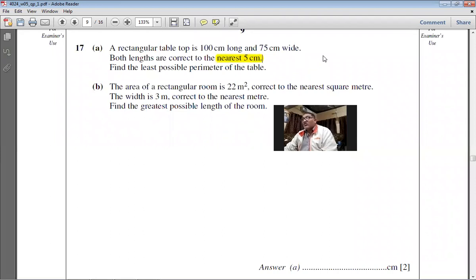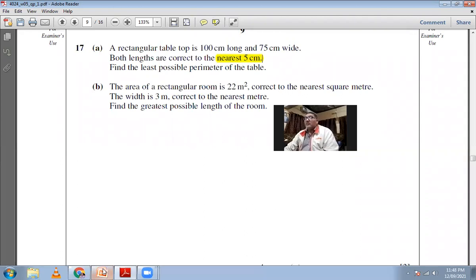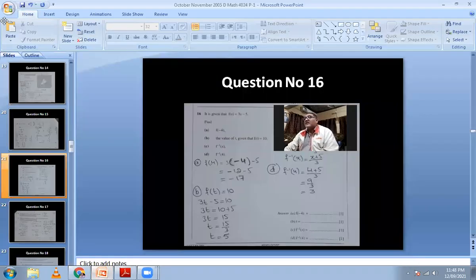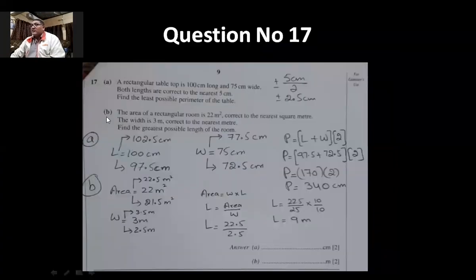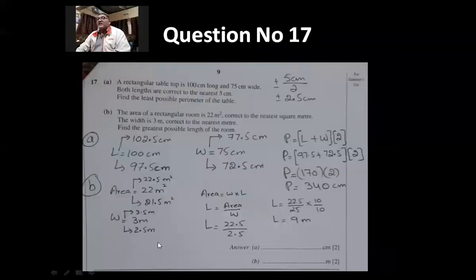So in my rough work, I will write 5 centimeters divided by 2, and that will give me 2.5 centimeters. With it, I will write plus minus. It says find the least possible perimeter of the table. So let me show you how this is done. This is question number 17, part A.